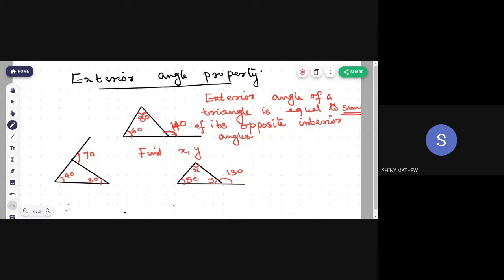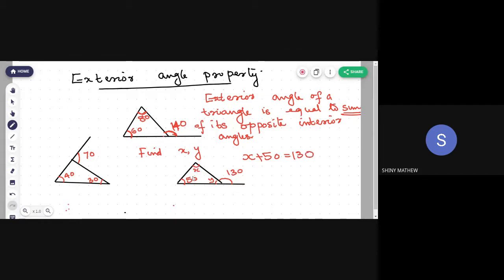Okay. Can you say how can we find x? Miss, x, we can do 50 minus 130. Not 50 minus 130, 130 minus 50, sorry. Okay. So first you write x plus 50 is equal to 130.